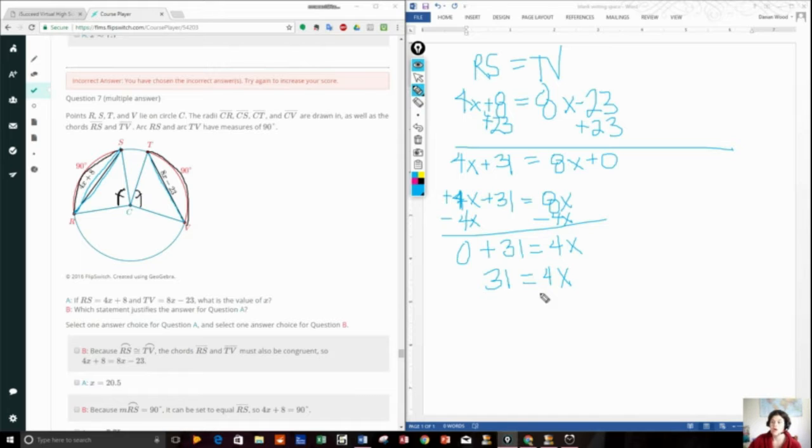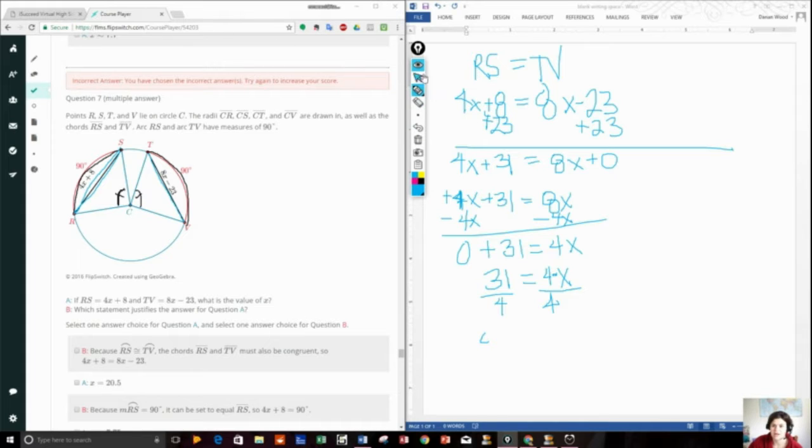Alright, so now since we have 4 times x, we want to make it a 1. So we're going to divide by 4 and divide by 4. Again, multiplication or division, you want to make 1. Addition or subtraction, you want to make 0. So 31 divided by 4 is going to be something less than 8.